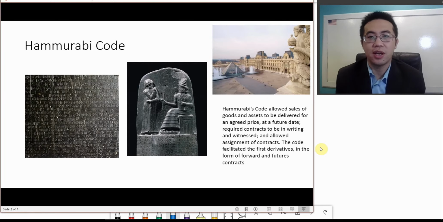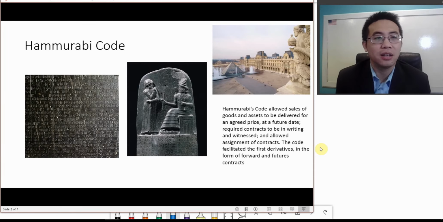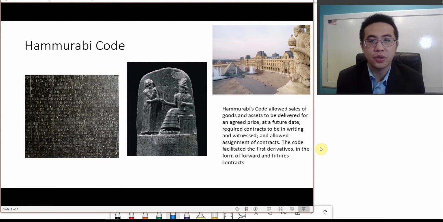If you go to France, you never miss the Louvre Museum, and you will see Mona Lisa, and you will also be able to find the Hammurabi Code. Hammurabi Code is a stone recording all the laws at the ancient Babylonian period, which is about 4,500 years ago. And in this code of law, there records how to conduct a futures contract.